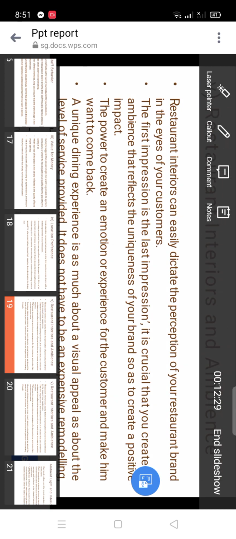Restaurant interiors and ambience. Your restaurant interiors can easily dictate the perceptions of your restaurant brand in the eye of your customer. As they say, the first impression is the last impression. It is crucial that you create an ambience that reflects the uniqueness of your brand so as to create a positive impact. The interiors are not only about the color or the layout of a restaurant.